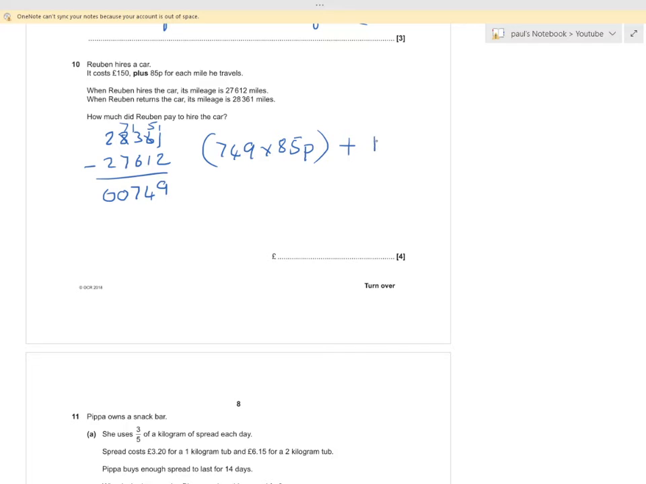plus the £150. Now I'm going to use 0.85 because I'm going to get everything in pounds, yeah? So I'm going to do 749 times 0.85, which equals 636.65. And then I'm going to add 150 onto it, and that comes up at £786.65.